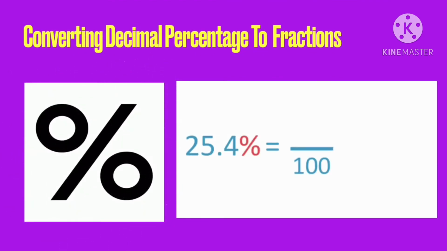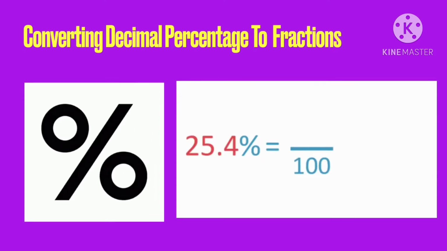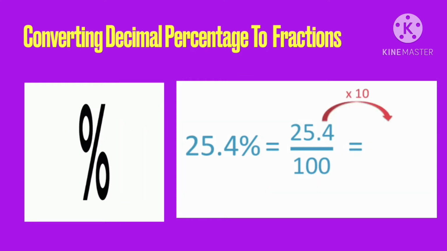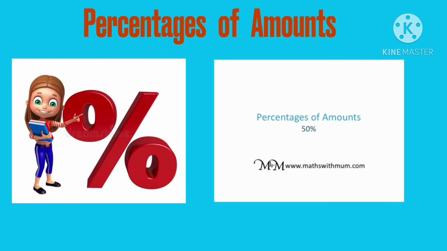Now let us discuss decimal percent to fractions. 25.4% means 25.4 out of 100. To remove the decimal, we are to multiply by 10. So 254 upon 1000 is the fraction.